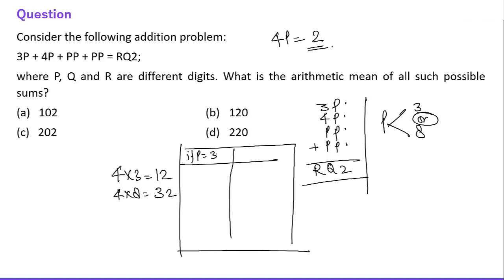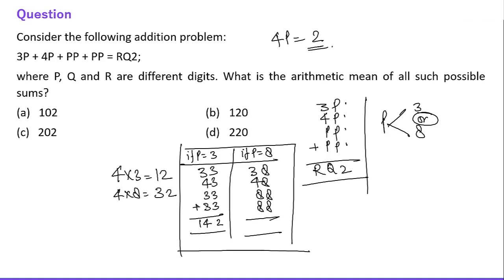If P is equal to 3, if P is equal to 8, fine. So 33, 43, 33, 33. Just add all of them. So this will become what? 142. Right. This will become 2. And this is 142. Yeah, correct. If P is 8, then 38, then 48, then 88, and then 88. Right. Okay. So this will become 8, 8, 8, 8, 32, 2 and 3. So 3 means 3, 3, 6, 6, 4, 10, 10 and 16, 262, right?